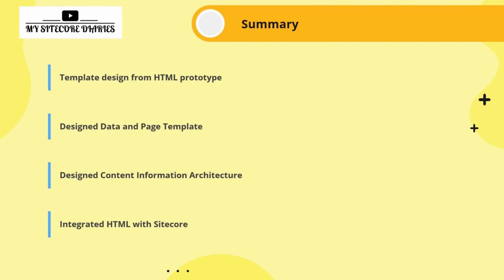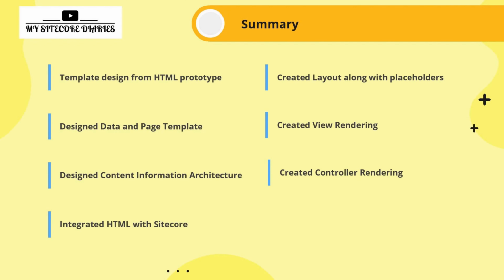So we took the static HTML code and integrated it with Sitecore. We created a layout along with a placeholder. Then we created the view rendering. We made it a dynamic view rendering. We created a controller rendering, which again we made dynamic, and we have also seen how to debug a Sitecore website. This is the overall content of this video series.